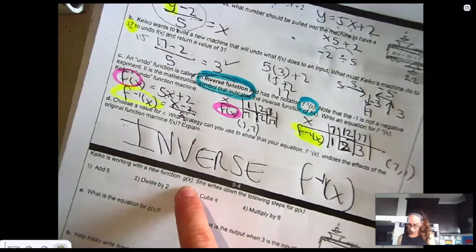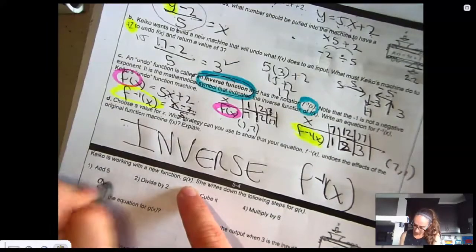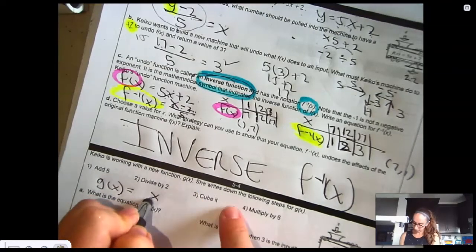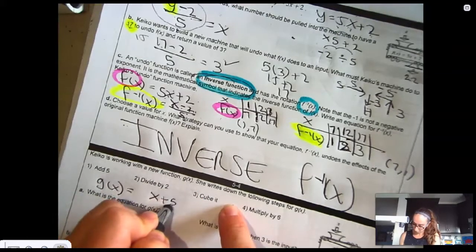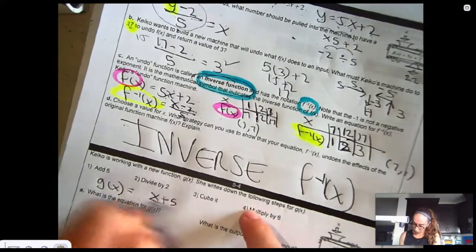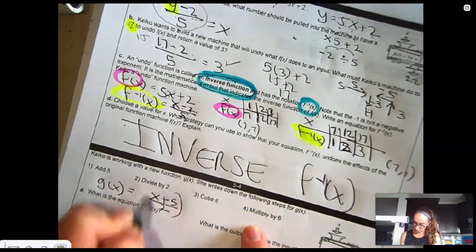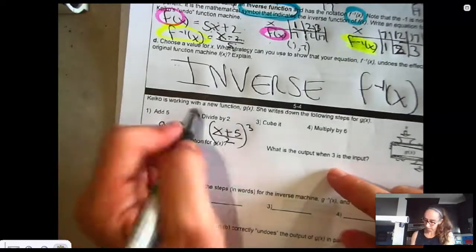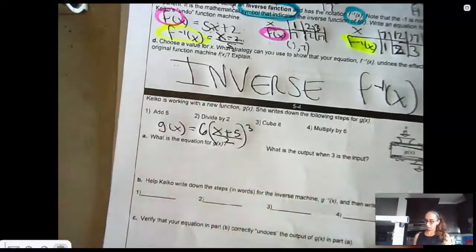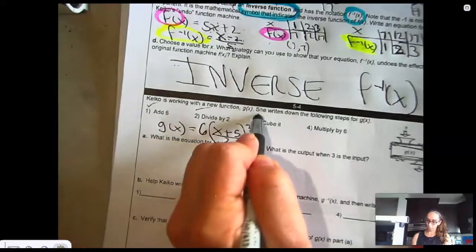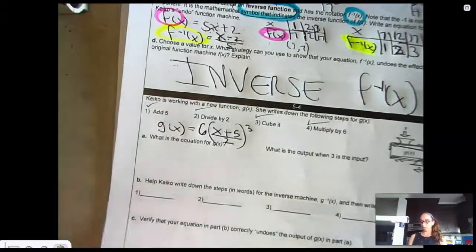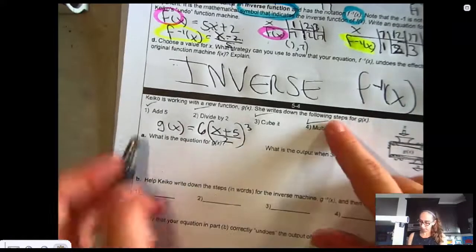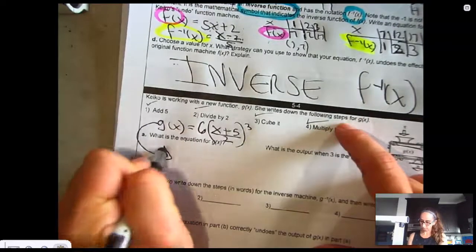All right. So we've got a new machine. We've got a new function. So g of x, you're thinking of a number, you add 5, you then divide by 2, you then cube it, and then you multiply it by 6. So we had step 1, 2, 3, 4. And I guess that's the equation right there.